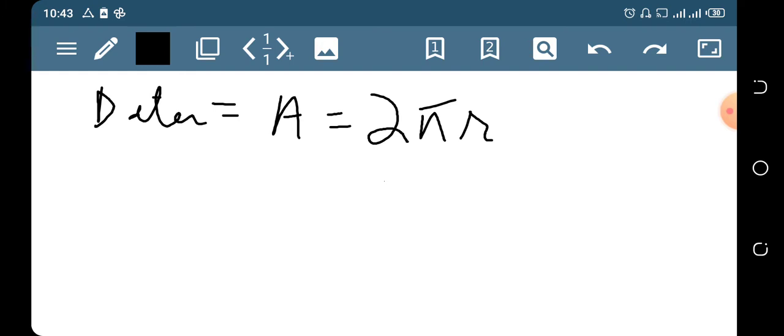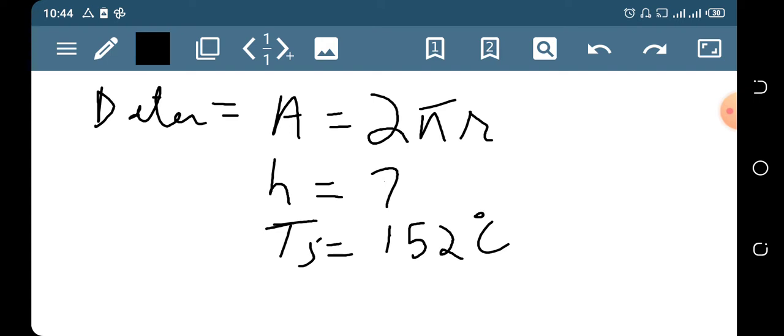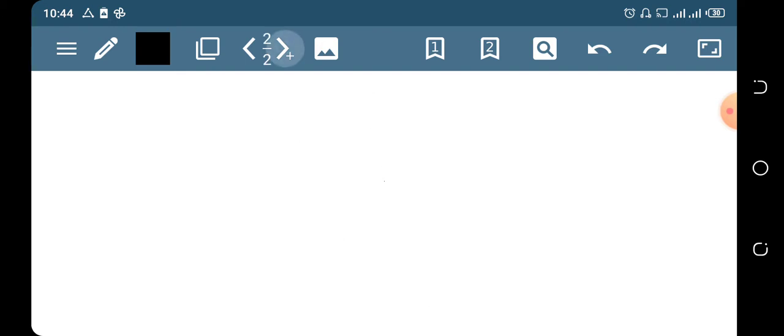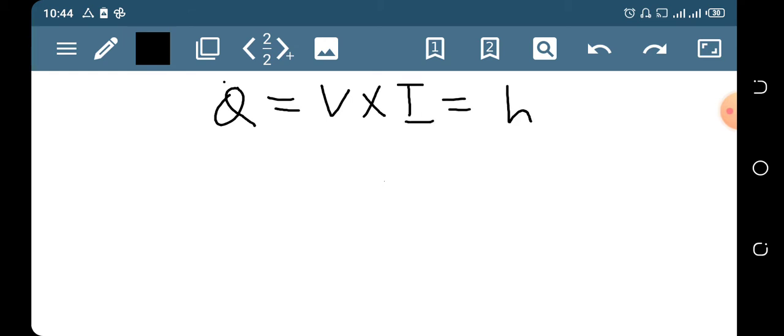Okay. Now we need to find out h, the heat transfer coefficient. We have the surface temperature, Ts, 152 degrees centigrade, and T infinity, the surrounding temperature, is 15 degrees centigrade. Now applying the formula, Q dot is the heat transfer due to the electrical resistance, and the electric power formula is voltage into current. Q is equal to h A, Ts minus T infinity.